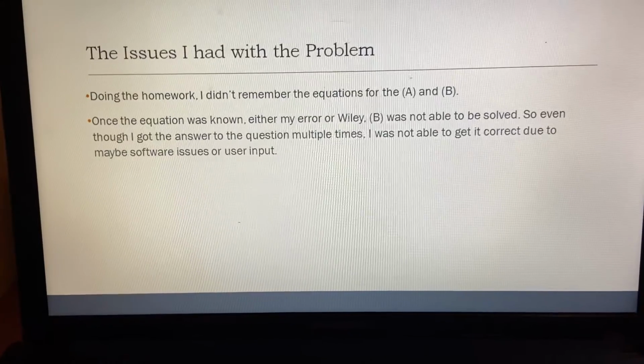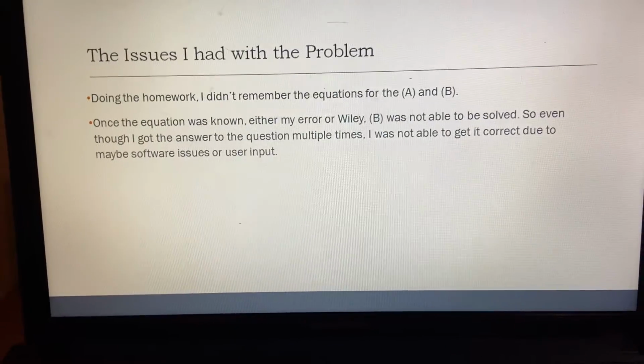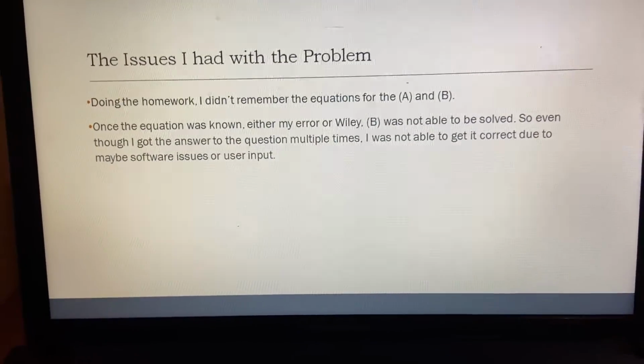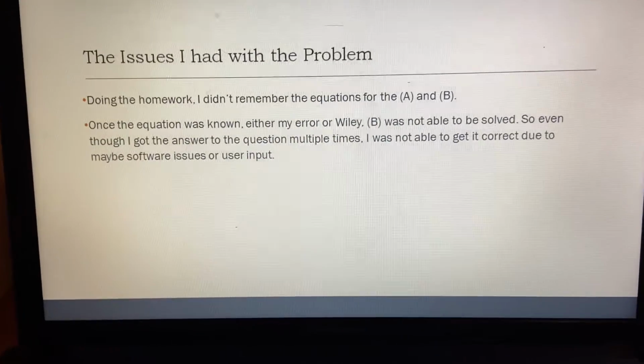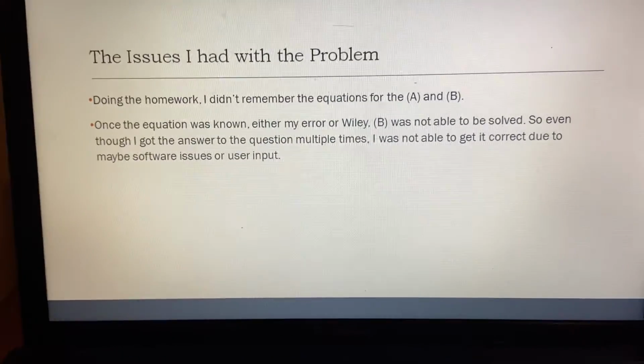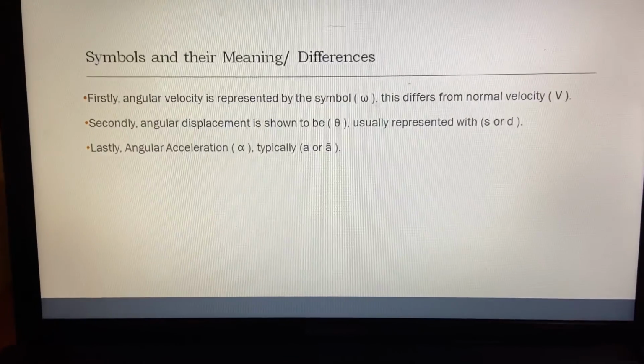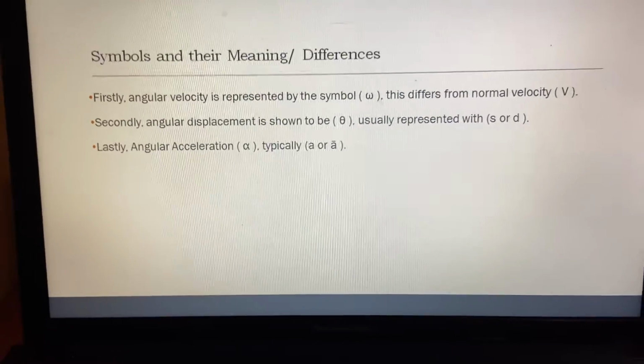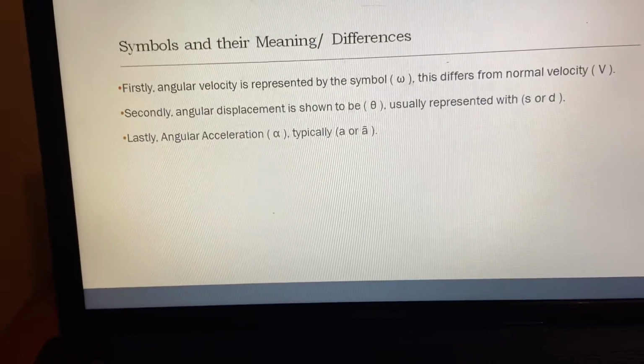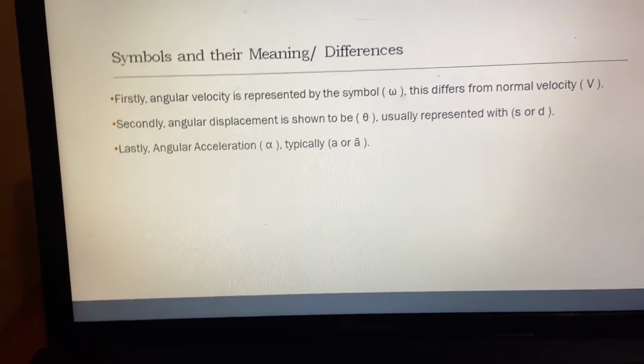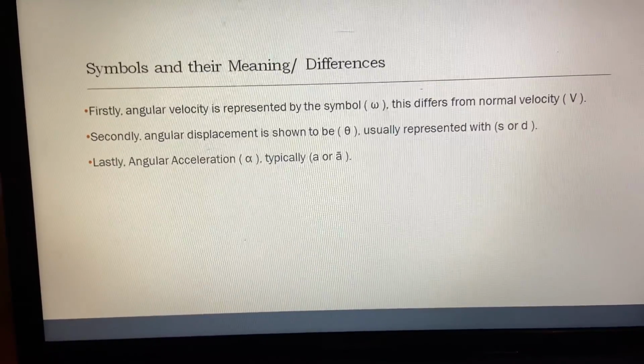Solving the problem was mildly complex in itself, but after finding out the formula and drilling in the values, it became a little bit easier. So, we're going to cover the symbols that we should be looking for and using in this equation, and their differences compared to normal velocity and stuff.